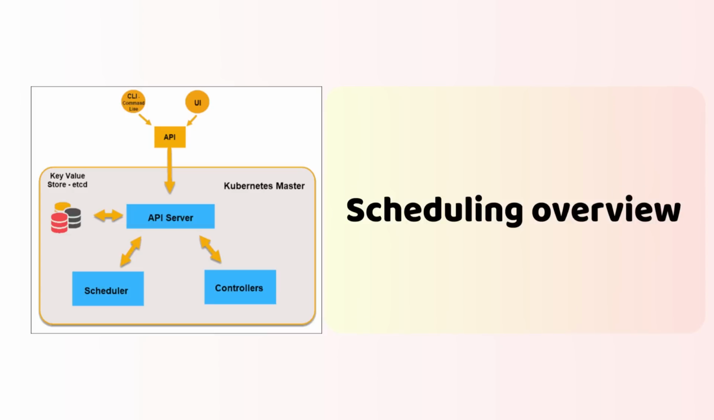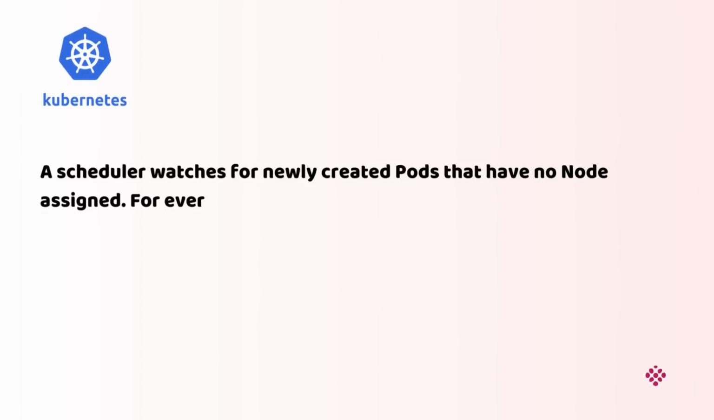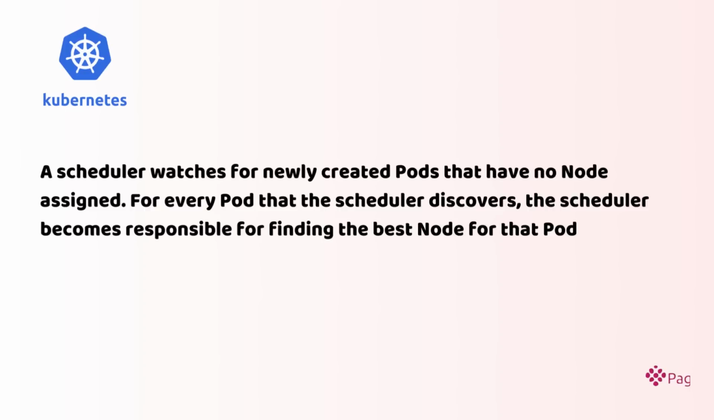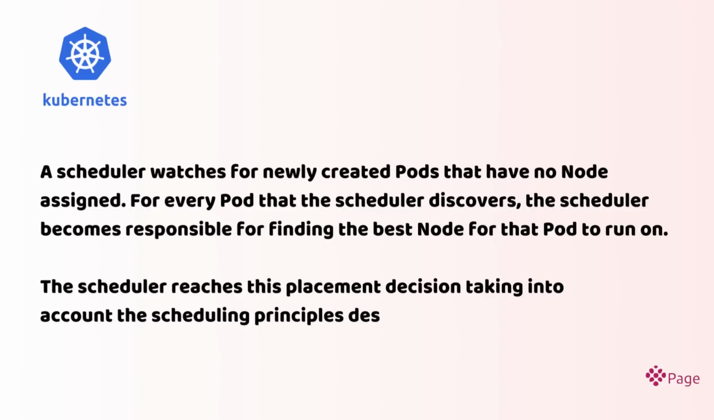Scheduling overview. A scheduler watches for newly created pods that have no node assigned. For every pod that the scheduler discovers, the scheduler becomes responsible for finding the best node for that pod to run on. The scheduler reaches this placement decision taking into account the scheduling principles described below.